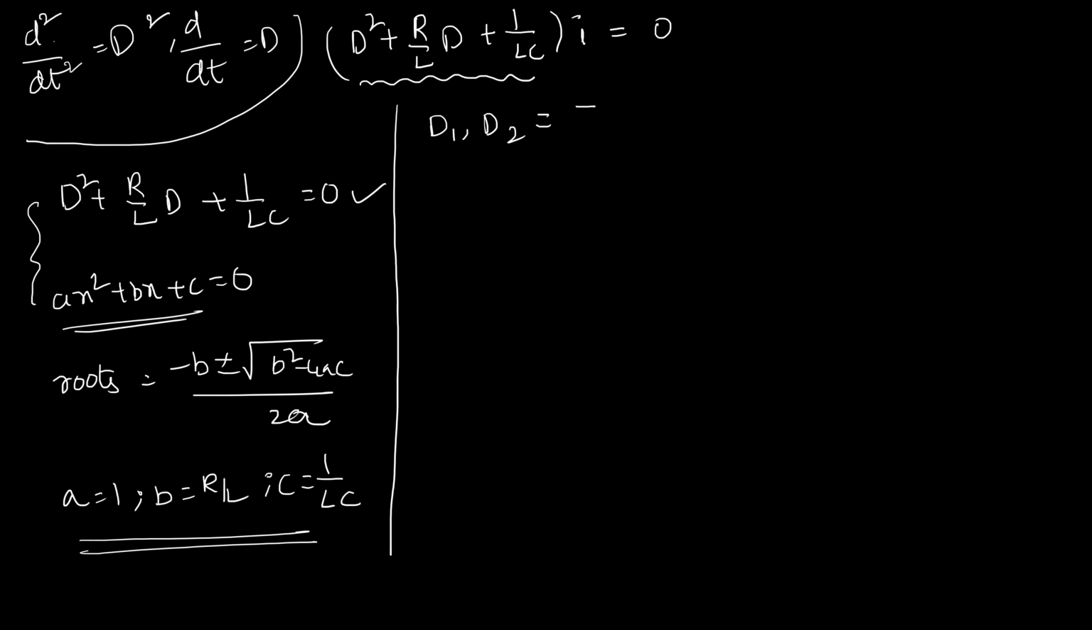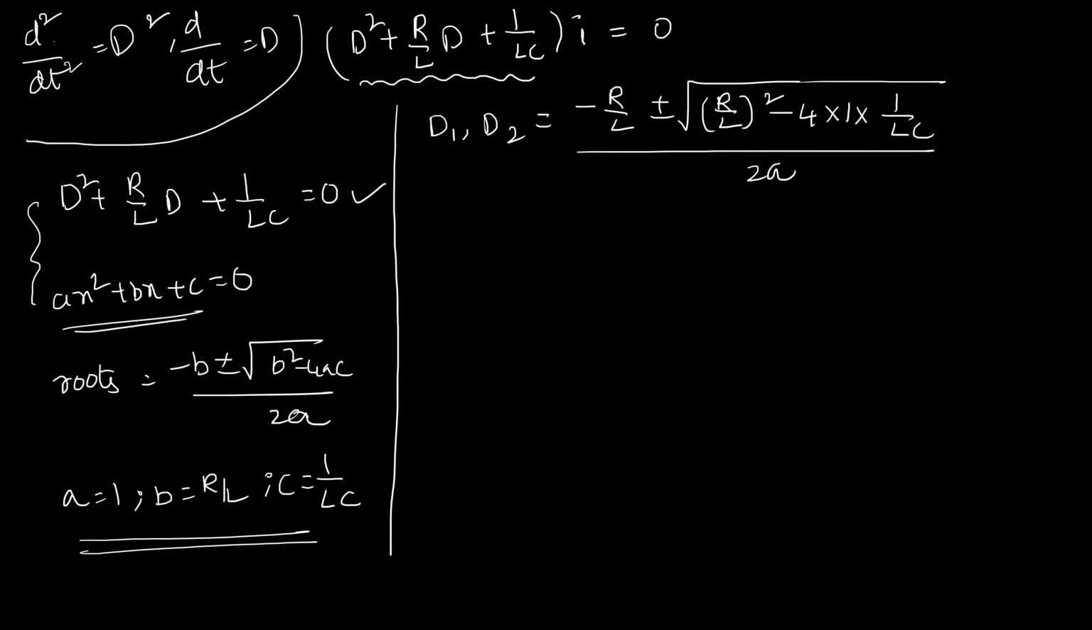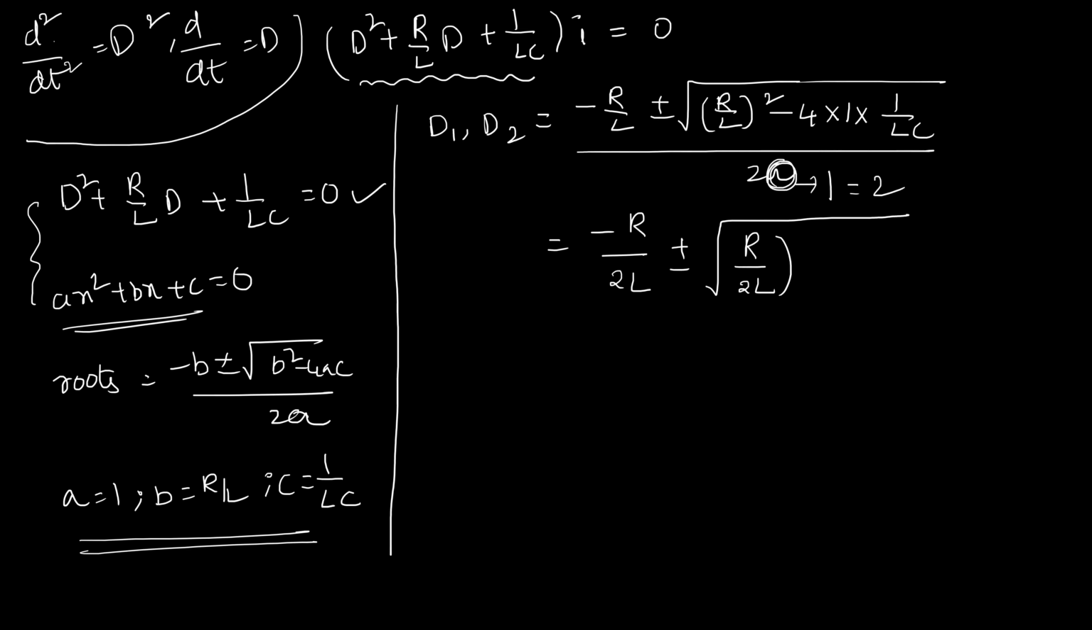Now let us go with the roots. Minus b, so that is minus R by L, plus or minus root of b square, which is (R by L) square, minus 4 into a value 1 into c value 1 by LC, by 2a. Now if you solve, you'll be getting minus R by, what is a value? a value is 1, so this is nothing but 2. So R by 2L. Divide this 2 with each and every element. If you take the 2 into the root, you'll be getting 4. So you may write this as (R by 2L) whole square minus 1 by LC, as 4 gets cancelled. So these are the roots D1 and D2.